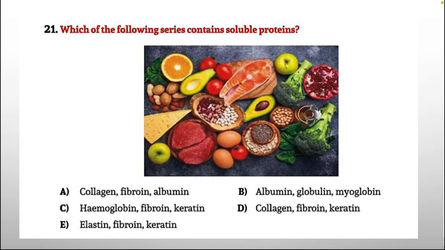Well, C is actually the hemoglobin. We can also consider this option wrong. I know that options A and B contain albumin, so we need to check whether albumin is a soluble protein or not. However, we are also checking the other parts for the correct option.